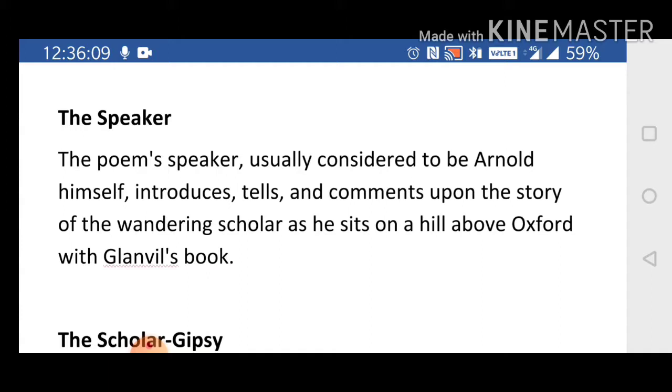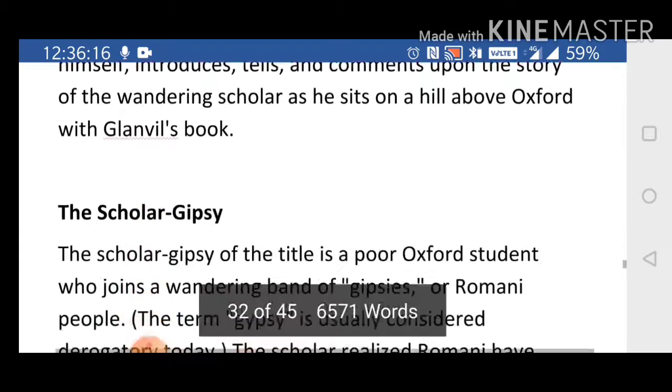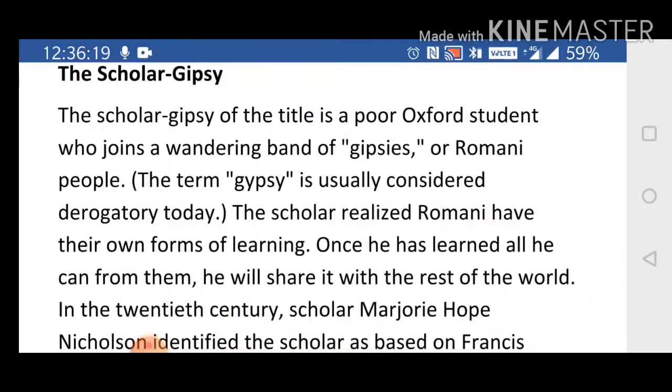The speaker. The poem speaker, usually considered to be Arnold himself, introduces, tells, and comments upon the story of the wandering scholar as he sits on a hill above Oxford with Glanvill's book. The scholar gypsy himself. The scholar gypsy of the title is a poor Oxford student who joins a wandering band of gypsies or Romany people. The term gypsy is usually considered derogatory today. In other words, people do not respect a person who behaves or lives like a gypsy.